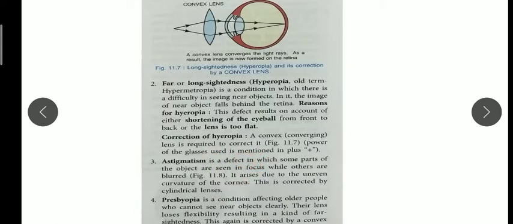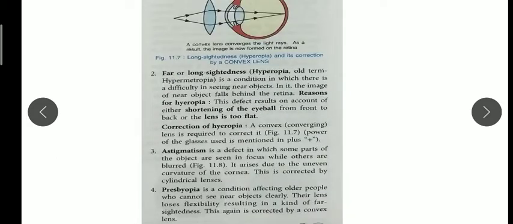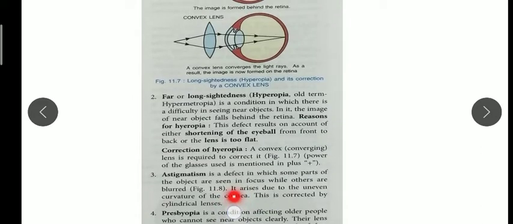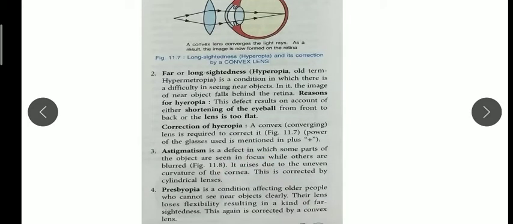Now next one is astigmatism. Astigmatism is a condition, children, in which some part of the object can be seen in focus while others are blurred. So half of the object we will see clear and half blurred. Okay, blurred, you know, dhundla. It arises due to the uneven curvature of the cornea. So it is a defect of the cornea when the cornea becomes uneven, and it can be corrected by wearing cylindrical lenses. So you should know the reason, disease, and correction.